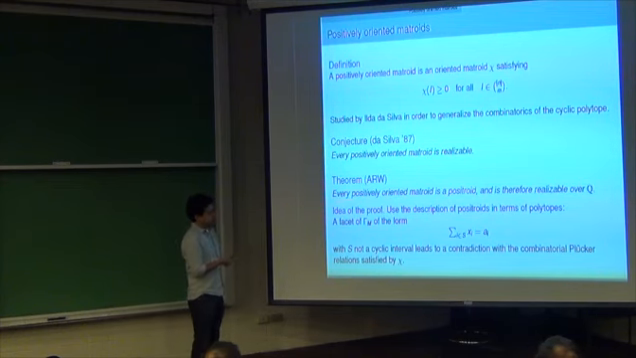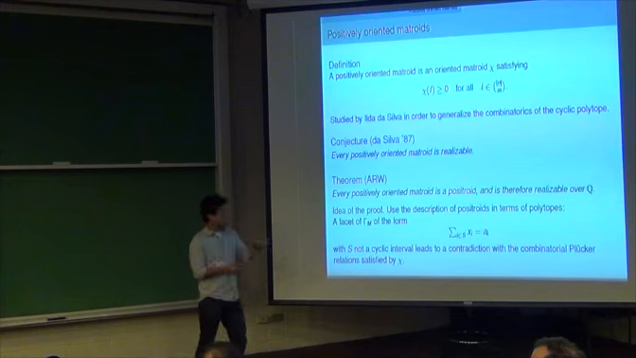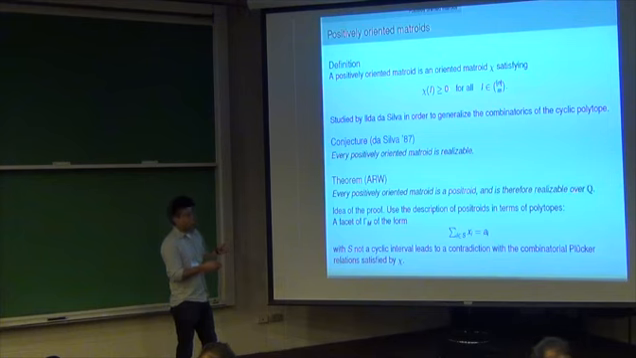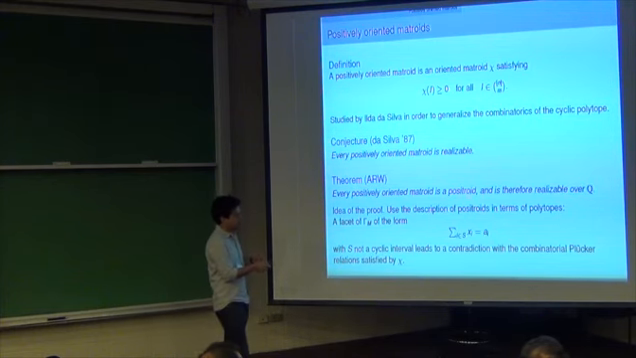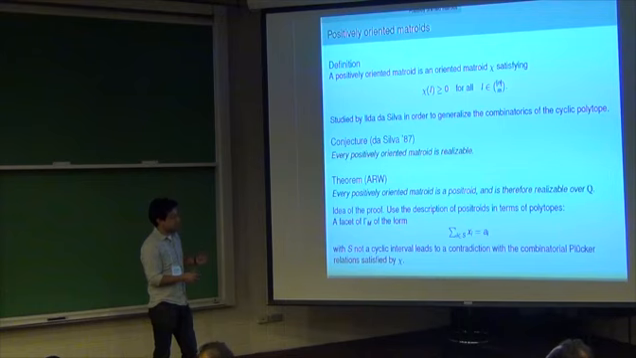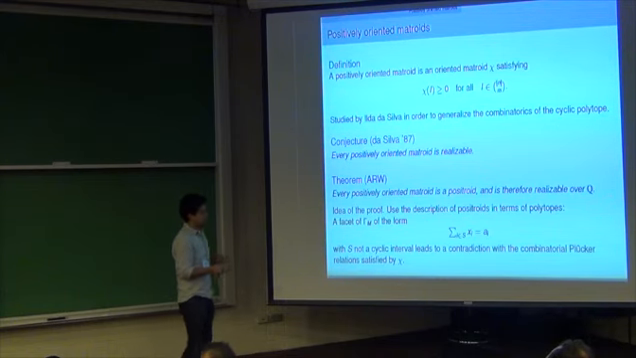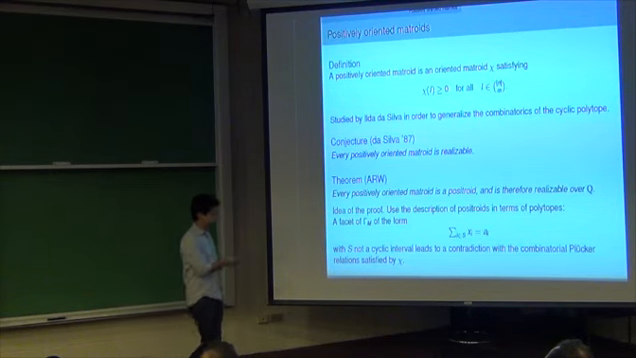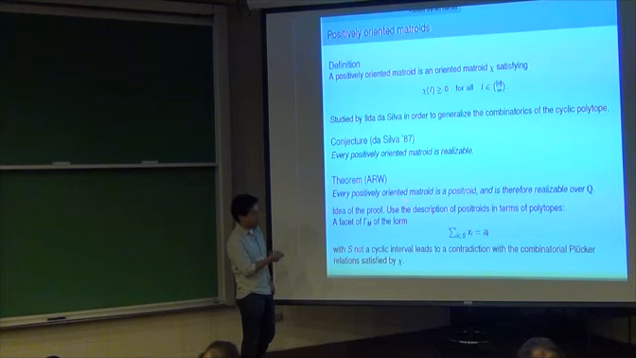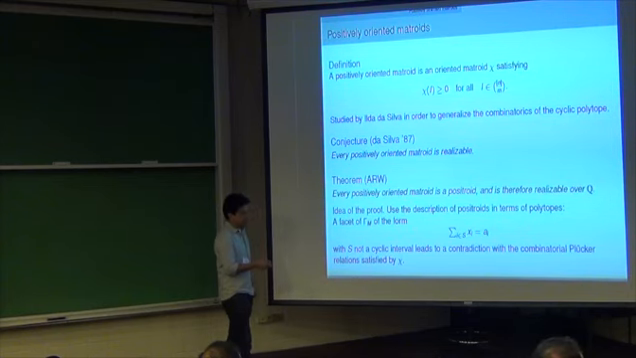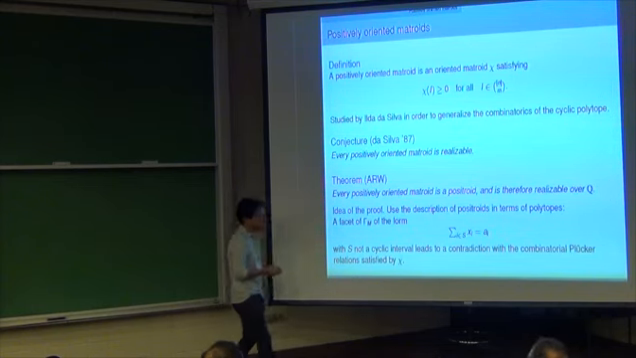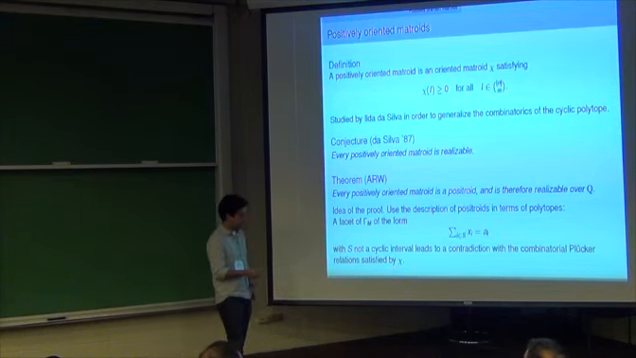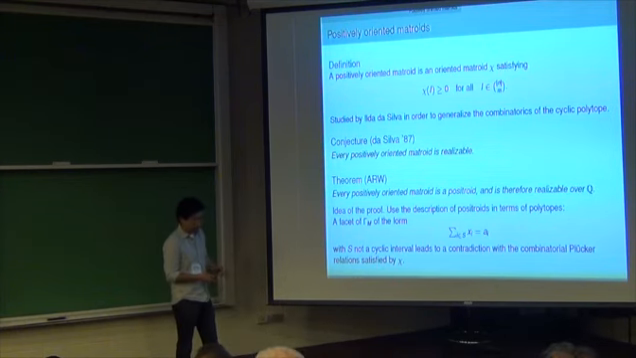So we proved that every positively oriented matroid, the underlying matroid of it is a positroid. And therefore, it is realizable over Q. So it follows from the work on positroids that every positroid is not only realizable by a real matrix, but by a rational matrix, and then that implies this conjecture. And again, the idea of the proof is to use the description in terms of polytopes. If you assume by contradiction that you have a positively oriented matroid that is not a positroid, then a facet of this form A sub S, where S is not a cyclic interval, is going to give you a contradiction with the combinatorial Plücker relations, with the definition of oriented matroid.